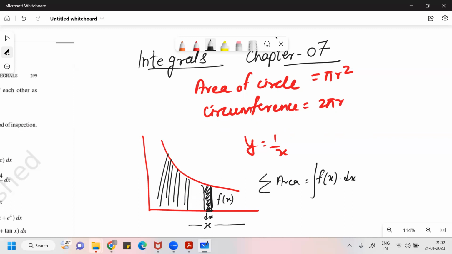you will get something which gives you the area of this curve. Now the question comes to your mind: why do you break it like a rectangle? You could have broken it some other way, right? It's not that you should always break it like a rectangle.